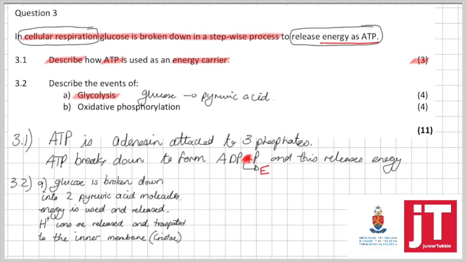Okay, so there I've addressed question A, 3.2a. If I now look at B, remember, it's for 4 marks here, so I can't be vague. I've got to be to the point, and I've got to make sure that I address what the question is asking me. So next is the oxidative phosphorylation.